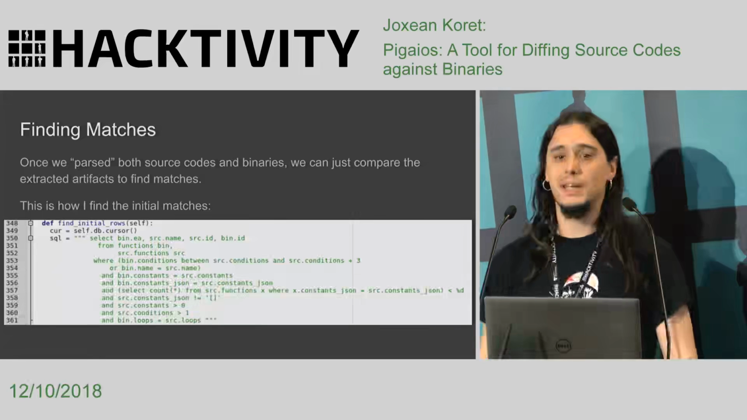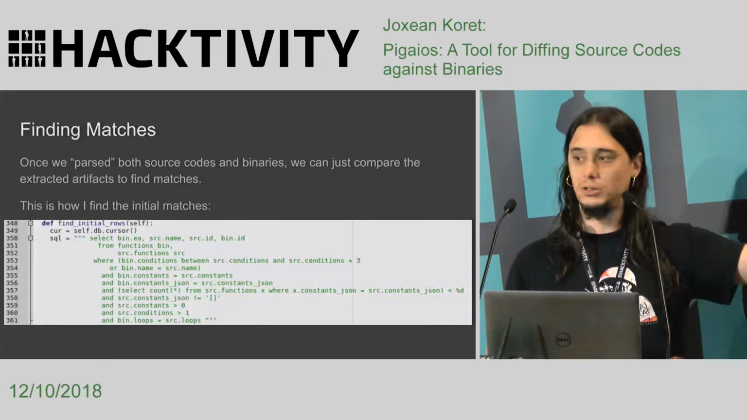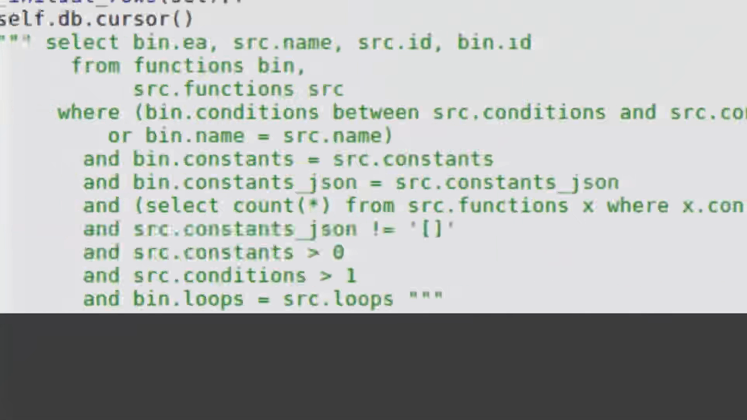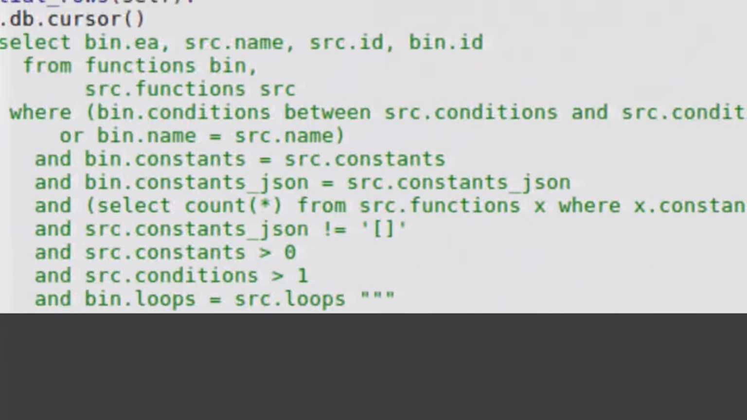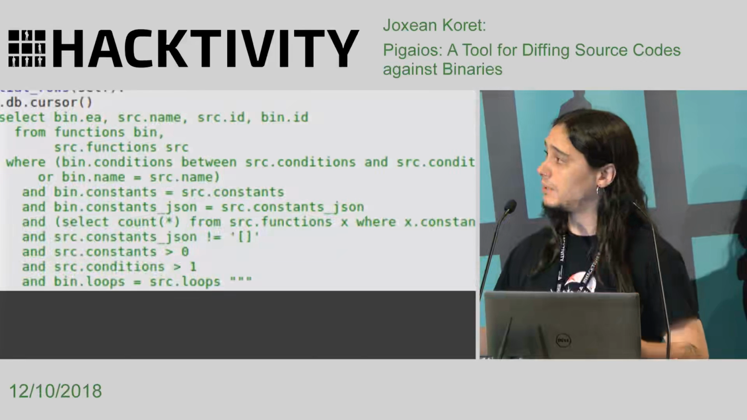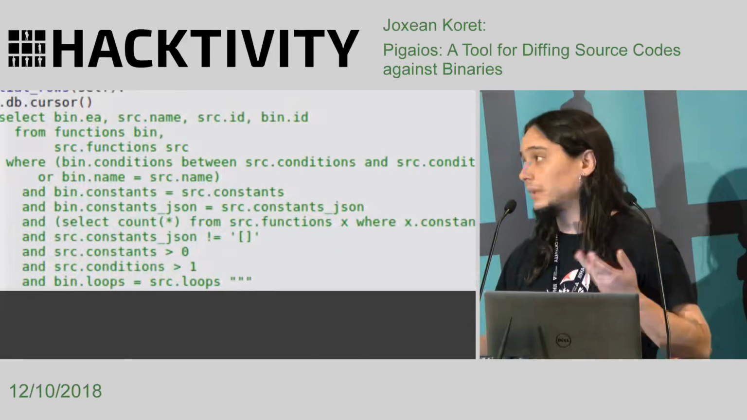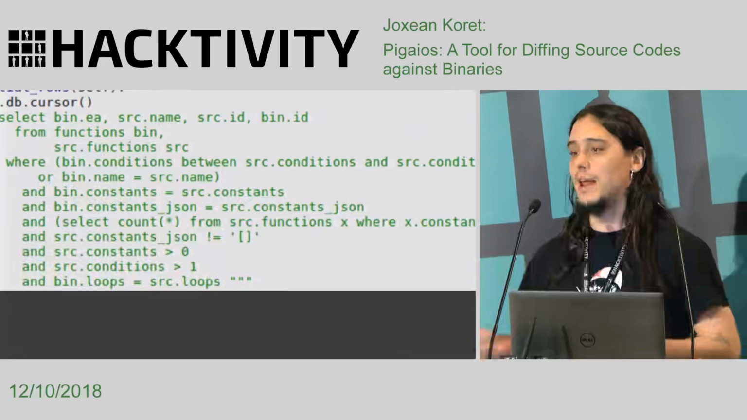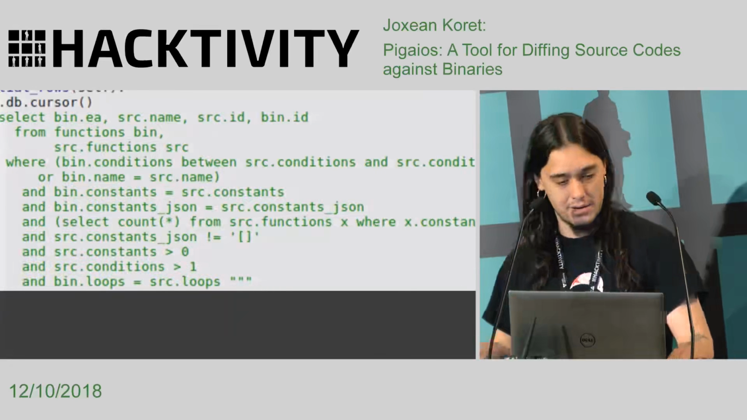So, finding matches. Basically, when I extract things from the source code or from the binary, I create two SQLite databases, one from the source code and another one for the binaries, and then I perform SQL queries. This is the very first SQL query. If you check here, the only thing that I'm really doing is comparing the constants. The number of constants is that. These are the string constants in a JSON object. I check that it has constants, that the number of conditions is also the same or similar, that the number of loops is actually the same.